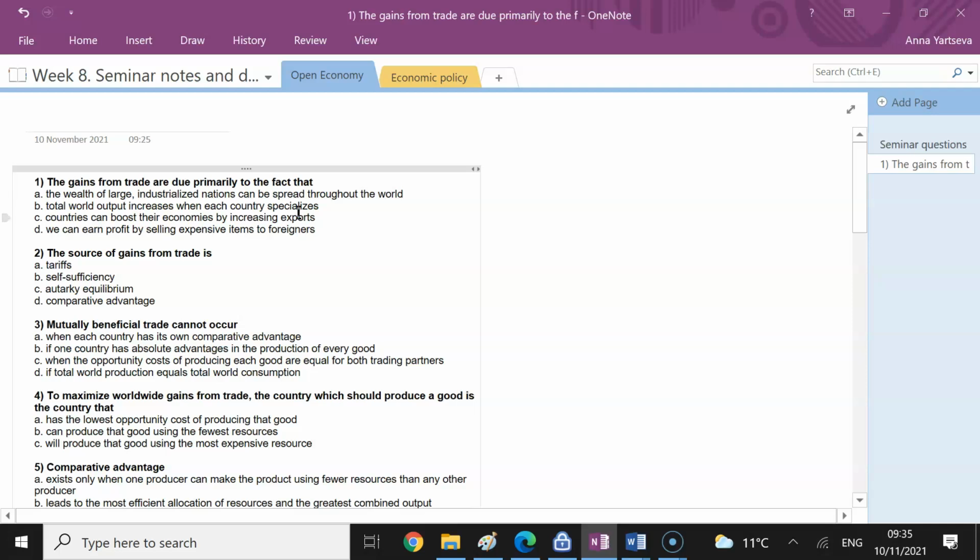In this topic, there are three main groups of questions. First one will be focused on international trade. Second one is balance of payments, and the final one is exchange rates. So let's have a look at international trade.